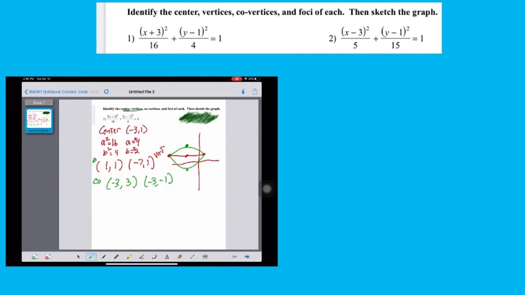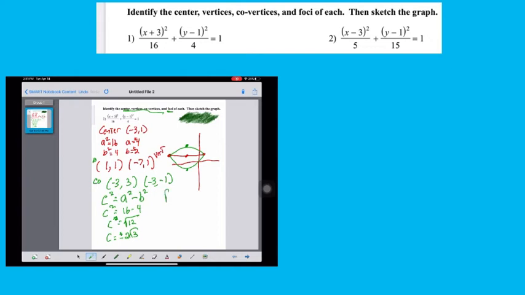We've got our center. Now the last thing that we have to find is the foci. So remember, the way we find the foci is C squared is equal to A squared minus B squared. So C squared is equal to 16 minus 4. So c is then going to be the square root of 12, which is going to be plus or minus 2 radical 3. And we'll just leave it like that.